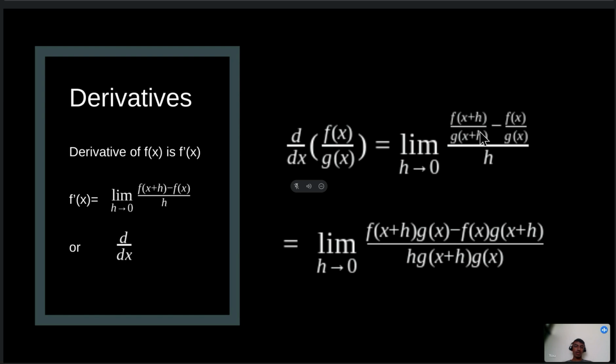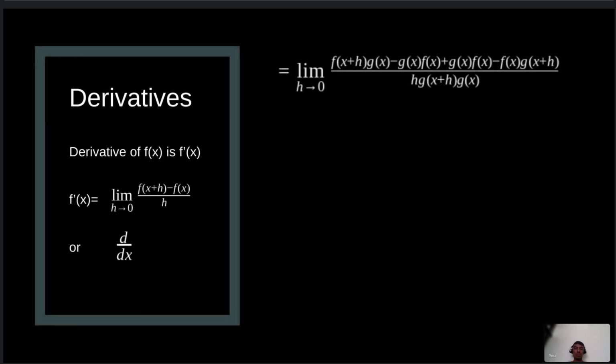And then we can remove these denominators by moving them to the bottom, and then we can distribute and make it all one numerator over one denominator. What I did was multiply this side by g of x, and this side by g of x plus h. And I got this: f of x plus h times g of x minus f of x times g of x plus h, and that's all divided by h times g of x plus h times g of x. That's a bit of a mouthful, but we'll condense this.